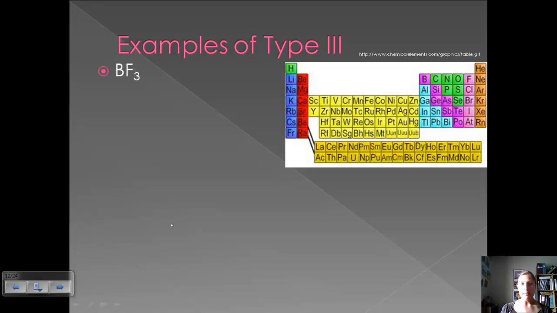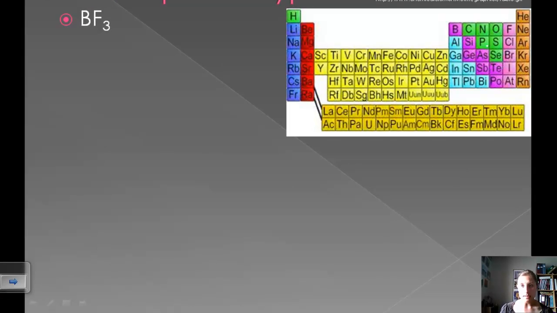So we have BF3. We know that all of these are supposed to be nonmetals, but this is what you should be checking for if you're not sure what type the compound is. We have boron, which is a nonmetal, and fluorine, which is a nonmetal, so we know this is a type 3. That means we're going to need to use prefixes. There's one of the first element, and I know if there's one of the first one, I don't use the prefix mono, so I'm just going to put boron.